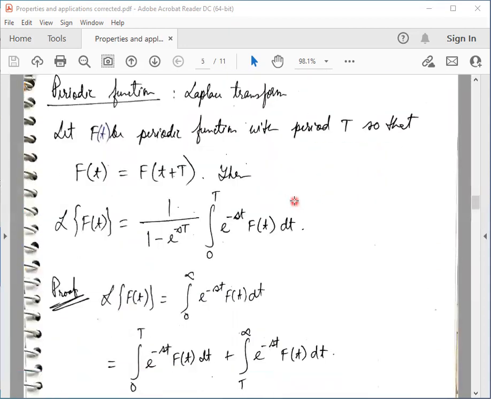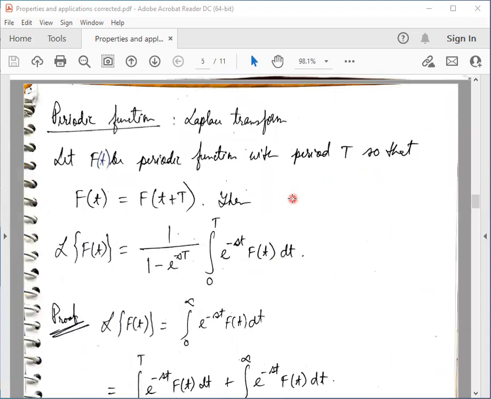Now let us look at another property: how to find the Laplace transform of a periodic function. Let the function capital F be periodic with period capital T, so that f of small t is equal to f of small t plus capital T. This is how we express a periodic function with period T.